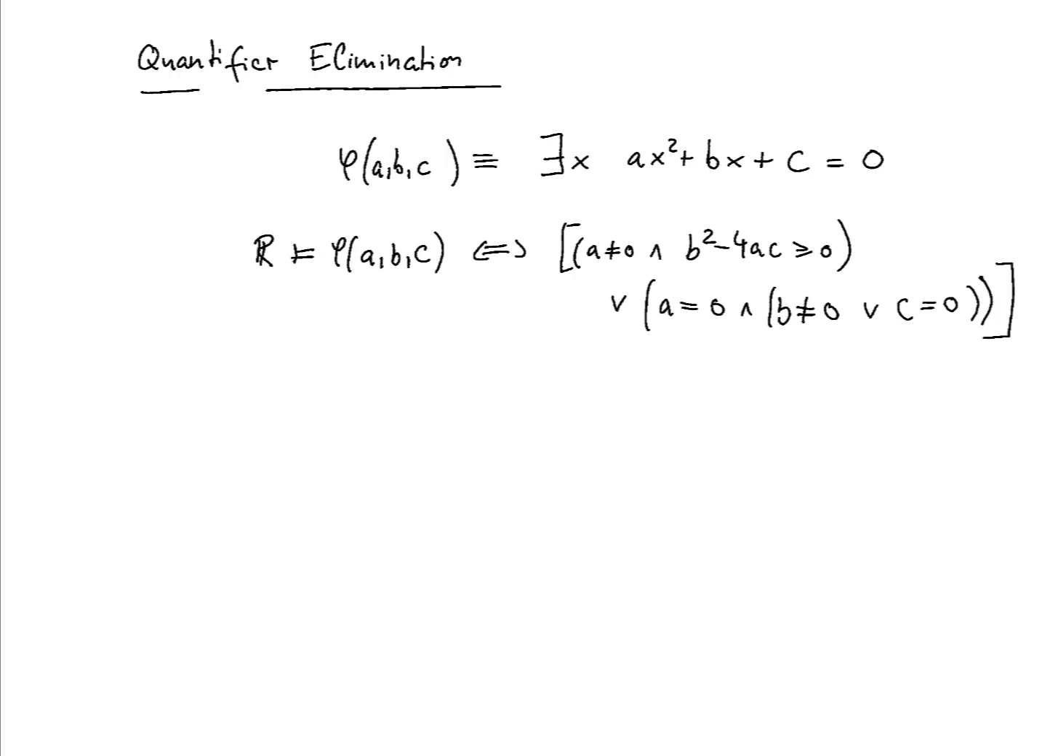Over C, the whole thing is even easier. There, we can just express it as follows: a not equals 0, or b not equals 0, or c equals 0. Right? So we only need to exclude the case where the constant c is alone and not equal to 0.